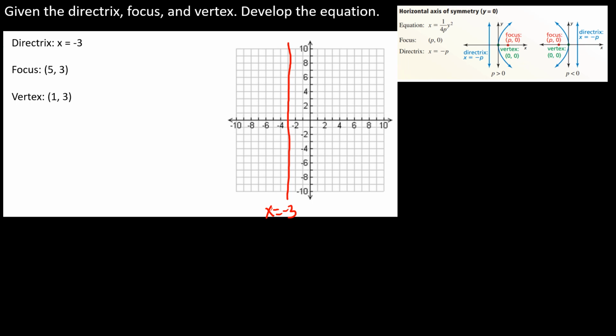Too high. Okay, we'd be at 5, 3. And you'll recall that the focus is at that point, inside the parabola. And your vertex would be at 1, 3. So we'll go to 1, 3. And essentially that just means that our parabola looks like this.